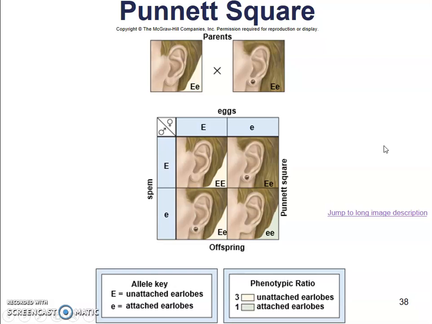So here we have the Punnett square that we were just talking about on the previous slide. We're talking about earlobe structure. Here we have an unattached ear and an unattached ear. And we can actually end up with an attached earlobe given these parents because they're both heterozygous.